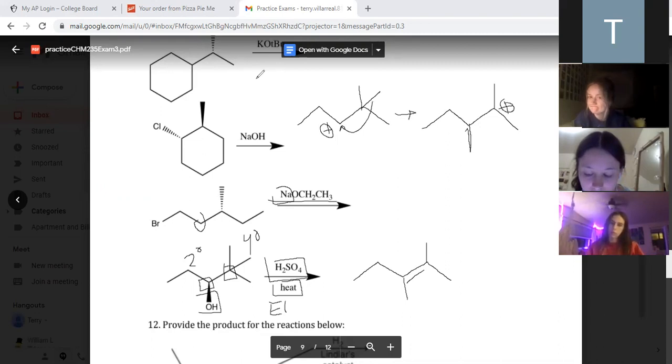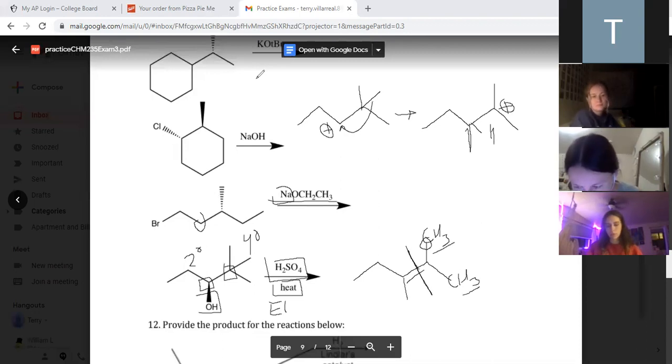And so when you do an E1 reaction, just assume that it's going to be a Zaitsev. So you're going to take the proton from here. And now you have a methyl, so you have a CH3 and a CH3. If one side of the double bond has the same two things, if you think about cutting it like this, you have a CH3 and a CH3. If they're the same, there's no cis or trans. They have to be different.